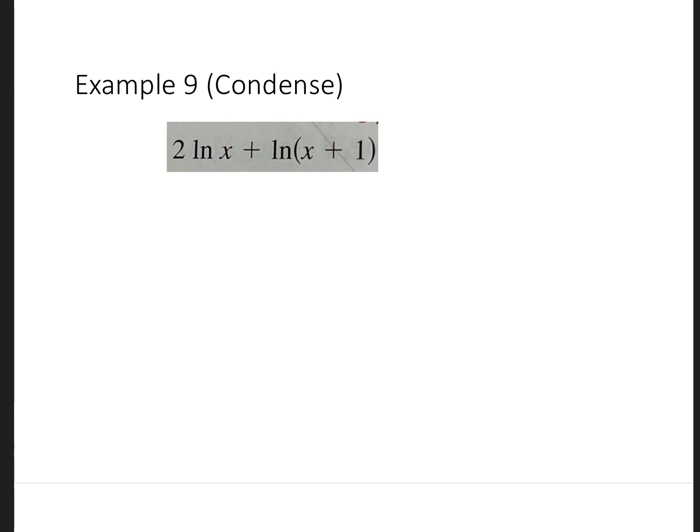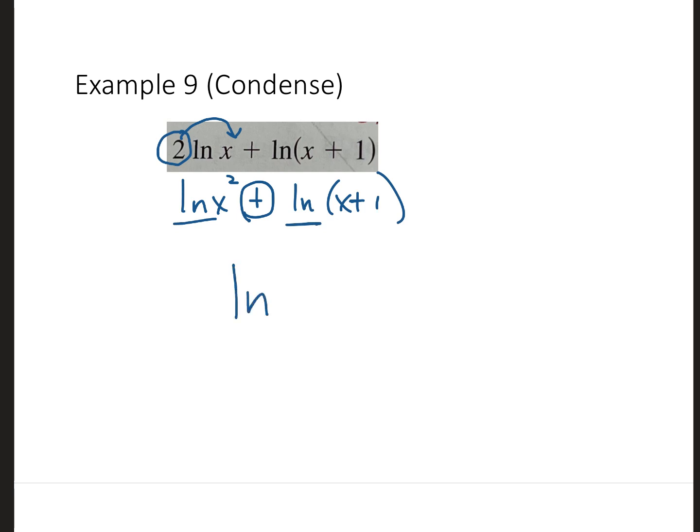This is my last example. The first thing I'm looking at here is that this 2 needs to be made into an exponent on that x. So let me start condensing by doing this. Now I have 2 natural logs that are being held together with addition, which means when I go to condense that I am going to have to multiply the 2 arguments that we had before, which would be x squared times x plus 1. That is that log completely condensed.